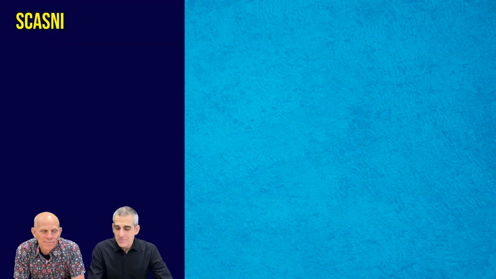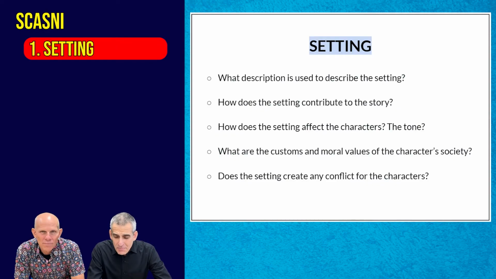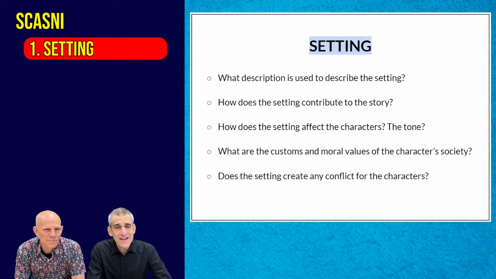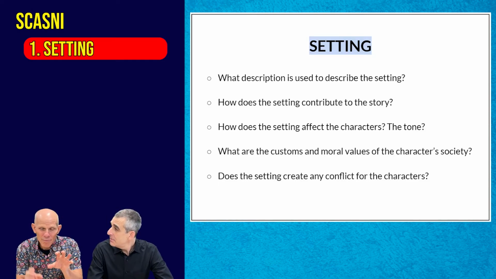Okay, SCASNI. Mr. Giles, in this case, the S is going to stand for setting. We want to pay close attention to the setting of literary works. Why has the author made that choice? Is it in a small house? Is it in a large city? Is it in an expansive field? All these choices will give us insight into themes and characters. Yeah, we love that. Time and place, and we want to think carefully about time and place and setting.